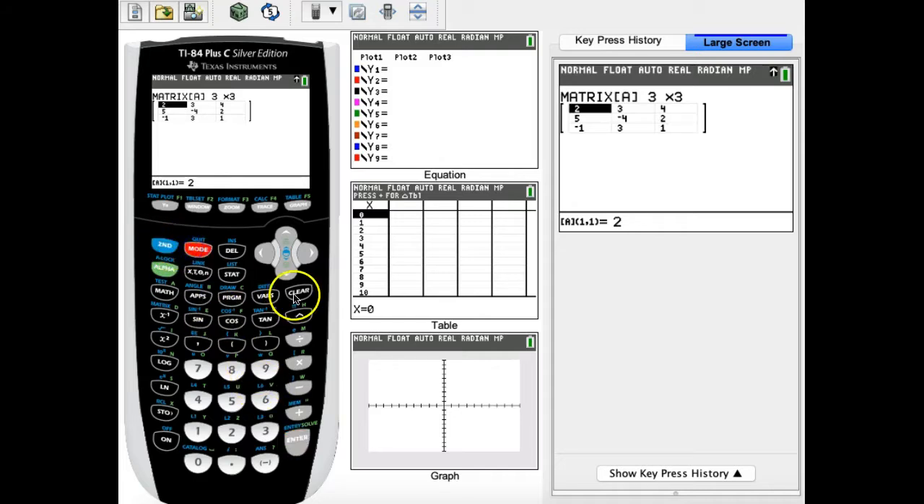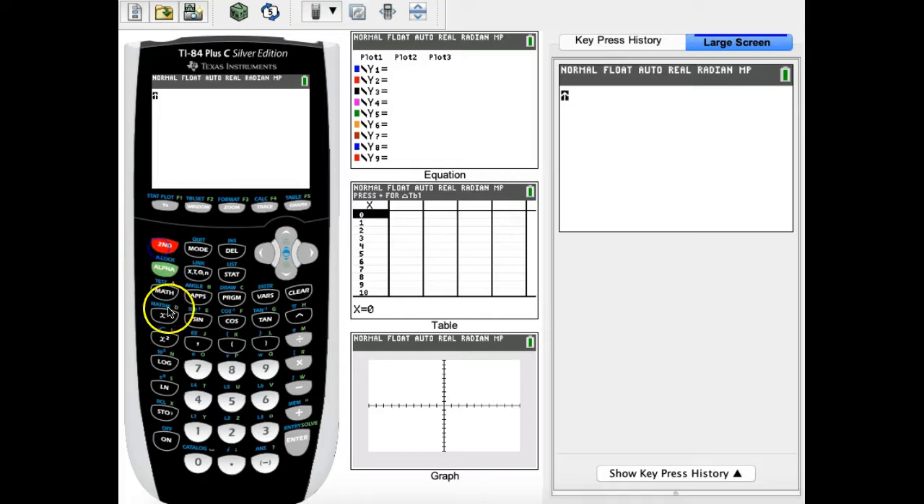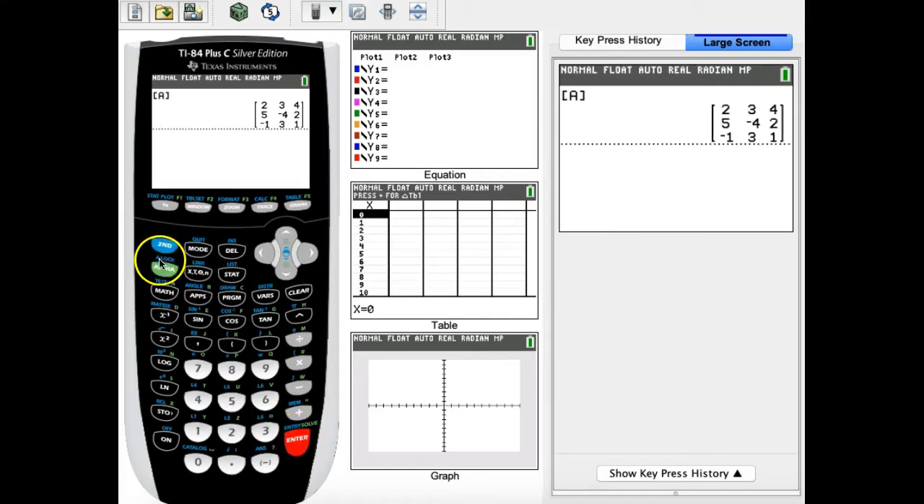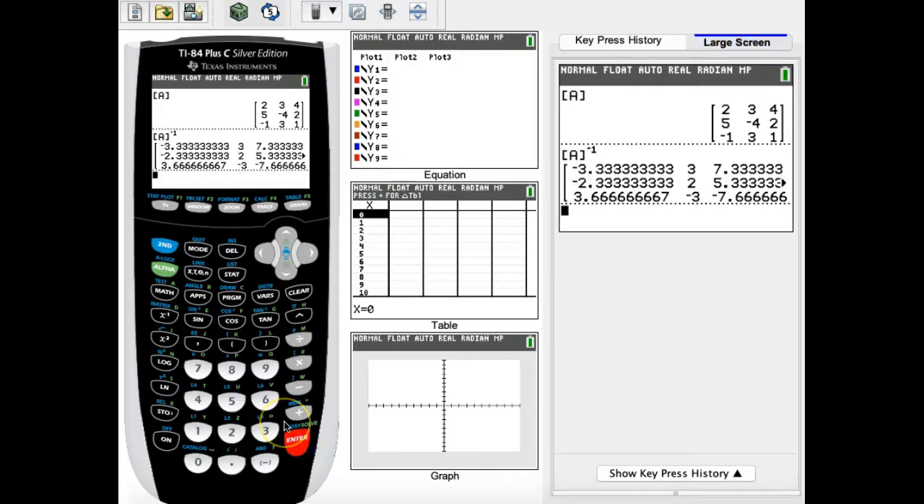So if I go to quit and I just go into my matrix menu and hit enter, it tells me what my matrix is. So if I want to do the inverse of that, our notation would be A to the -1. So I can actually raise this to the power of -1 and hit enter, and now you can see what our inverse matrix would be for this specific problem.